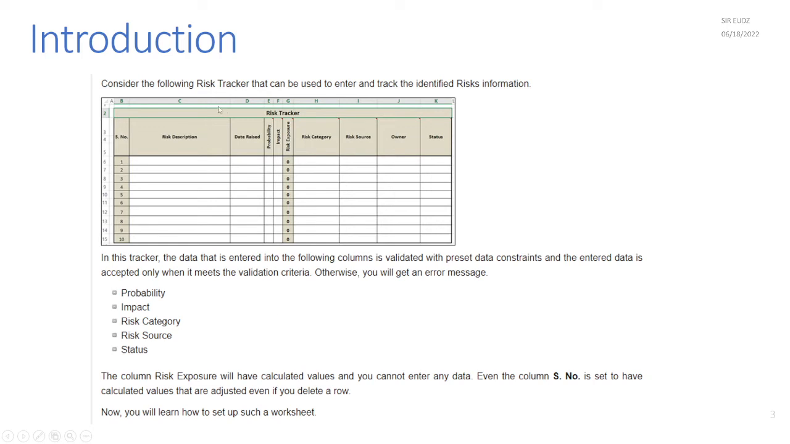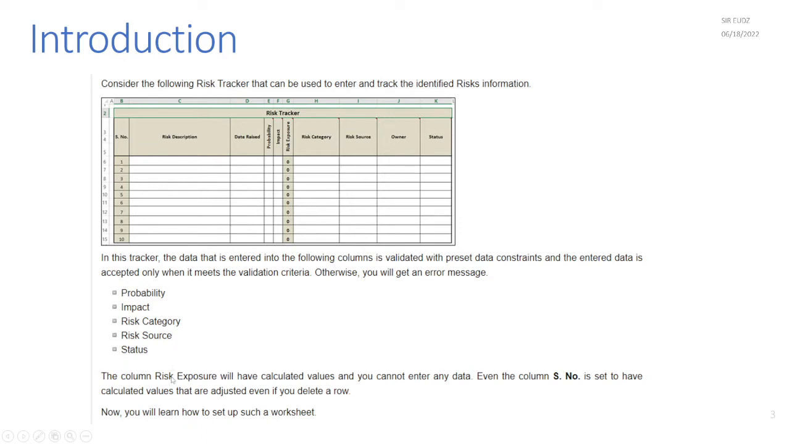Consider the following risk tracker that can be used to enter and track the identified risk. In this tracker, the data that is entered into the following columns is validated with preset data constraints, and the entered data is accepted only when it meets the validation criteria. Otherwise, you will get an error message. So we have here the values: probability, impact, risk category, resource status.